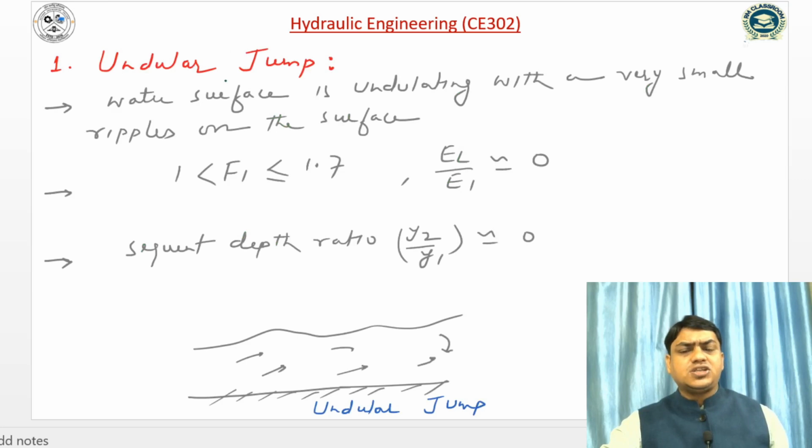So this is the first jump, that is undular jump. As I told you, our initial Froude number lies between 1 to 1.7, including 1.7, and the relative energy loss is approximately equal to 0. Means EL by E1 is approximately equal to 0, and water surface is undulating with very small ripples on the surface. Here we can see that this type of jump is generally not observed. In this type, the sequent depth ratio is approximately equal to 0, and small ripples will form in case of undular jump. And the important thing we have to remember is that our initial Froude number lies between 1 to 1.7.